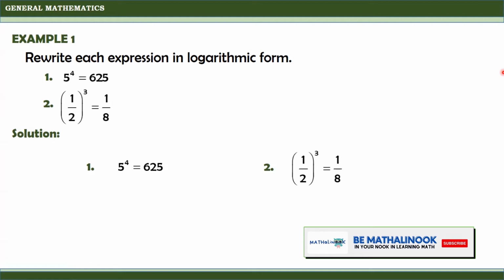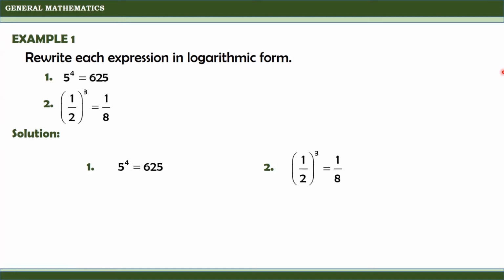Let us have some examples. Rewrite each expression in logarithmic form. Number 1, 5 raised to 4 is equal to 625. And number 2, (1/2) cubed equals 1/8.